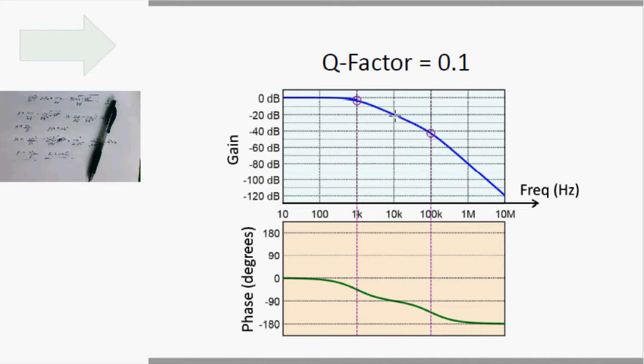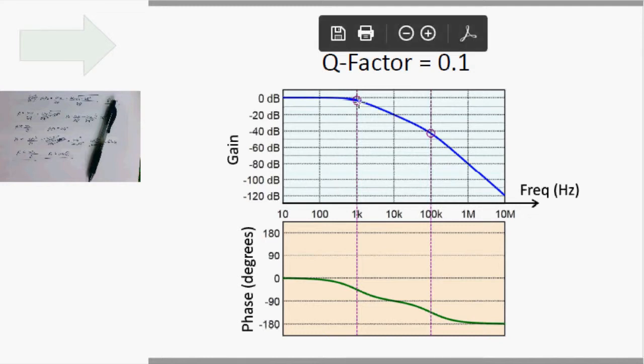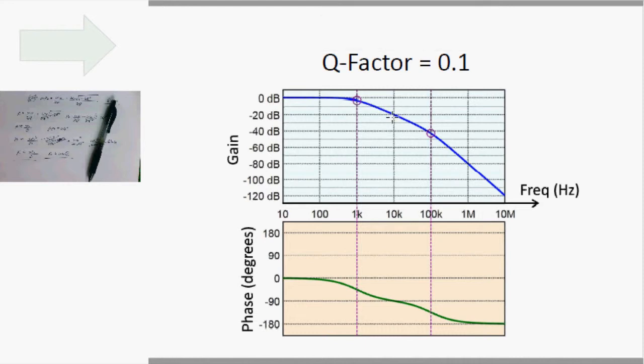The gain at the resonant frequency is quite low because the effect of this pole is quite a long way below the resonant frequency, which means that it's having the chance to roll off the gain quite a lot before you get to the resonant frequency, and we get quite a large loss here at the resonant frequency.